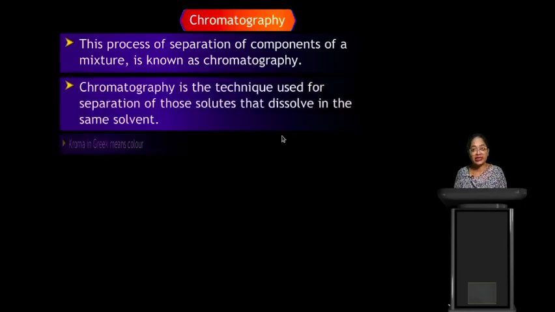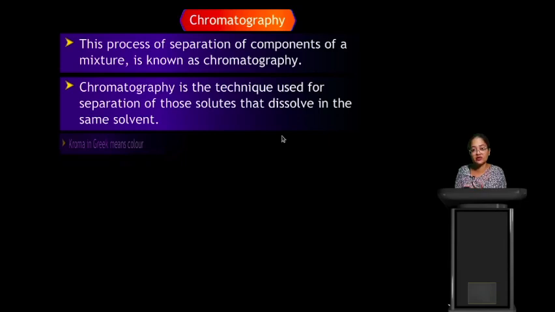Chromatography is the technique used for separation of those solutes that dissolve in the same solvent. All the dye components are dissolved in the water, so they can all dissolve in water. There are some cases where some of the components do not dissolve in the water, and then you cannot use the chromatography technique. All of those solutes need to be dissolved in the same solvent. You need to have the same solvent for all the solutes.